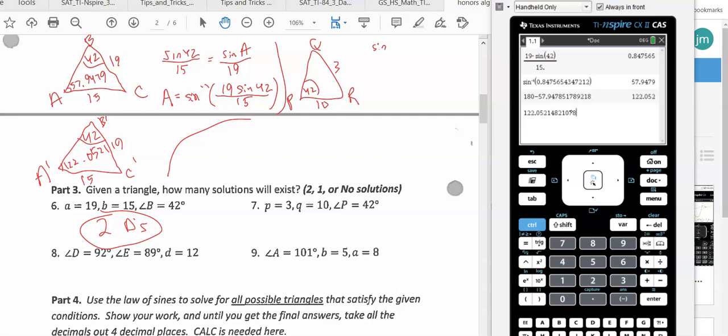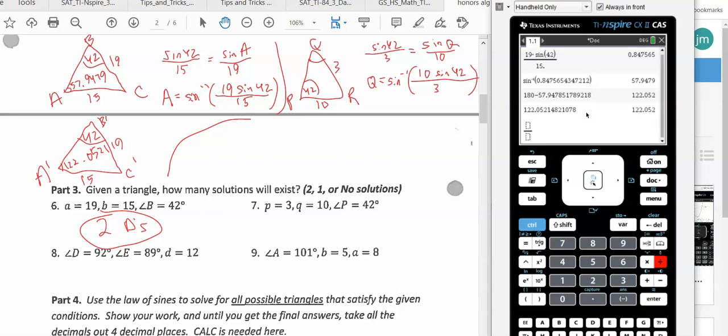So sine 42 over 3 equals sine of, let's find angle Q there. So sine of Q divided by 10. Let's solve that for Q. So Q equals the inverse sine of a big fraction. That would be 10 times sine of 42 divided by 3. Let's throw that one in here. So first let's type that in. So 10 times sine of 42 divided by 3.